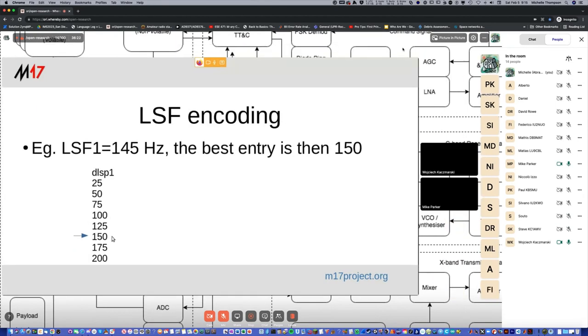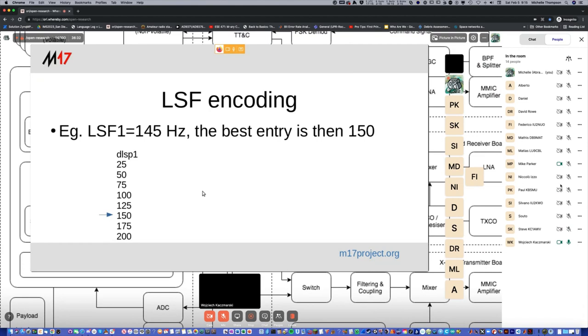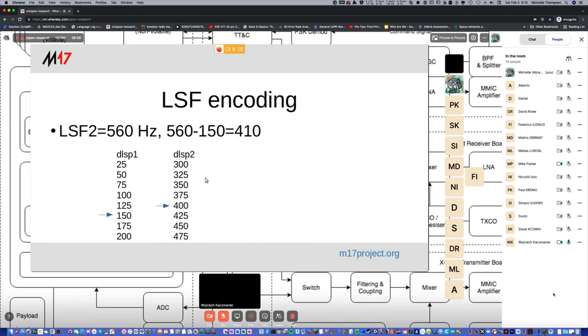And of course, we don't transmit that it was 150. We just transmit the index of that entry. So in our case, it would be 6. So that's for the LSF1, the first LSF. So we've got 9 more to go. And the next step works like this.